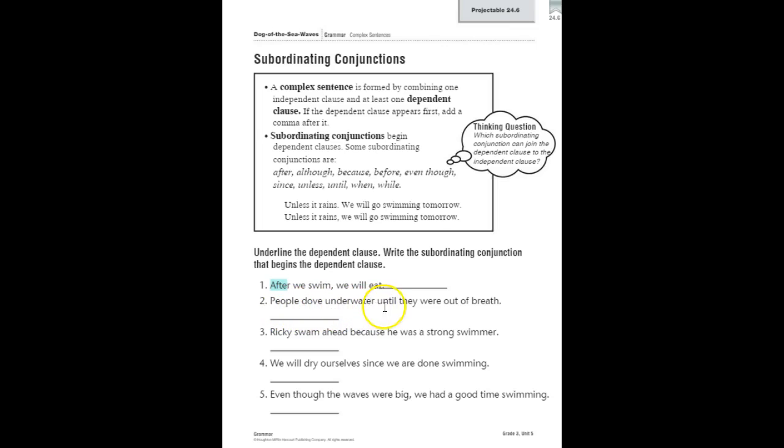Let's do the second one. People dove underwater until they were out of breath. People dove underwater is our independent part, until they were out of breath. Until is our subordinating conjunction. Try 3, 4, and 5. Pause the video. See if you can find which word is the subordinating conjunction. Did you find them all?